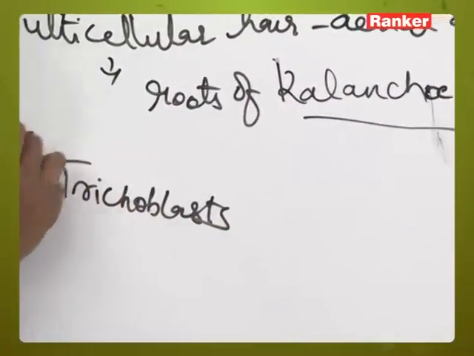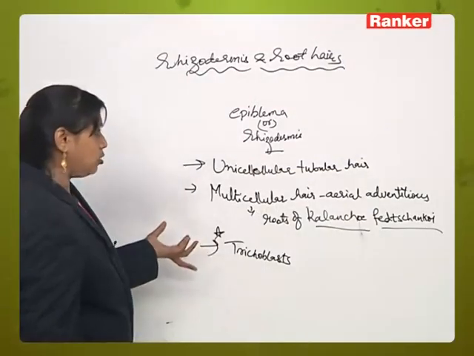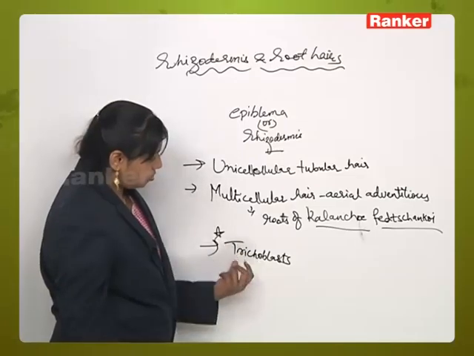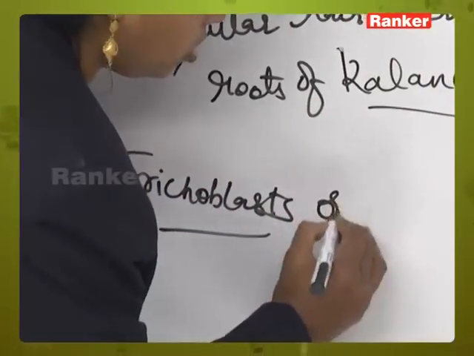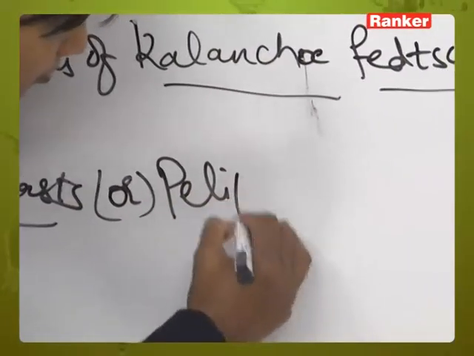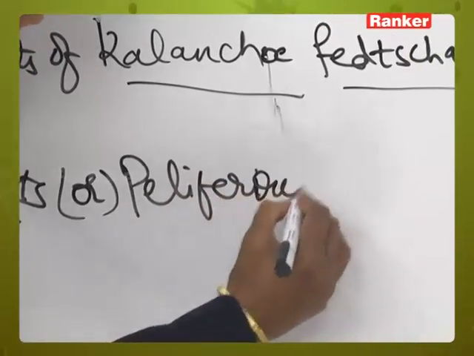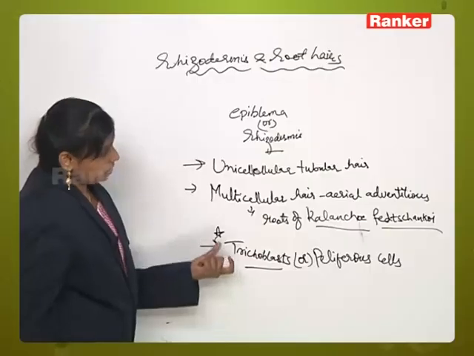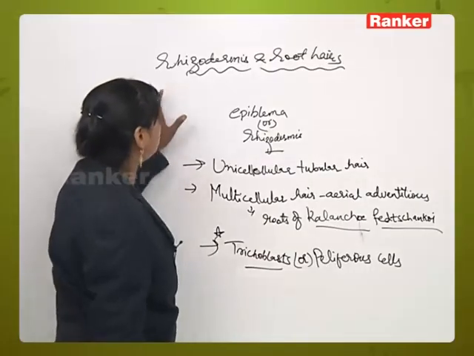This is important. What is a trichoblast? The root hairs are small and dense. The root hairs arising from the rhizodermis are also called trichoblasts, or the pelliferous zone. They are also called pelliferous cells. The cells have dense cytoplasm and the cells are small.